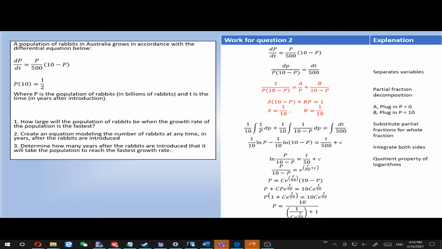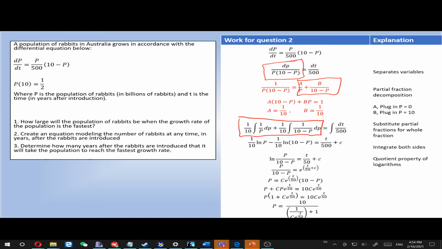So right now, if I want to solve for A, I can plug in P equals 0, and that will cancel out my B term. If P is 0, I'll get 10A equals 1, so therefore A is 1/10. If I want to solve for B, I could plug in 10 for P. 10 minus 10 is 0, 0 times A is 0, so I'm left with B times 10 equals 1, where B is also 1/10. Okay, so now I can replace this whole side of the fraction with this, where A and B are 1/10. So that gives us this new equation on the left side.